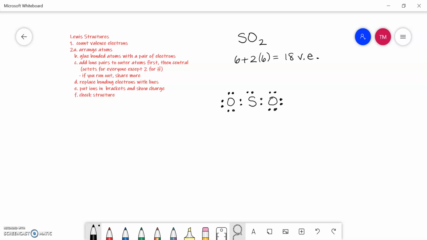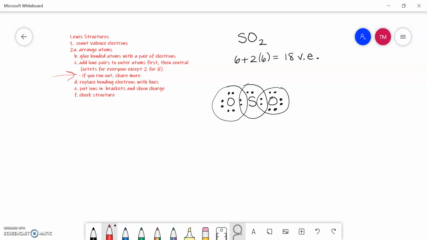Oxygen looks fine on both sides. Sulfur, however, only has 6 electrons right now. It says, wait a minute, oxygens get 8, why don't I get 8? Okay, so we're going to bring in this new role or step that we haven't talked about yet. If you run out of electrons before everything has an octet, what we're going to do is share more. Remember, it's sharing that sort of lets us get away with fewer electrons than we would otherwise need.